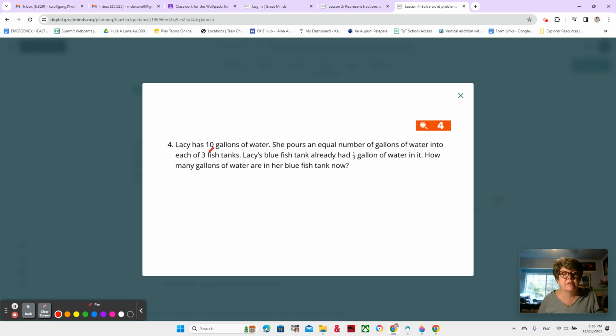Lacey has 10 gallons of water. She pours an equal number of gallons of water into 3 fish tanks. Her blue fish tank already had 1/3 gallon of water in it. How many gallons of water are in her blue fish tank now? Okay, so we're adding a little bit of a wrinkle here, just that the blue fish tank already had 1/3 of a gallon of water. So let's think about what we can draw for Lacey and her fish tank.